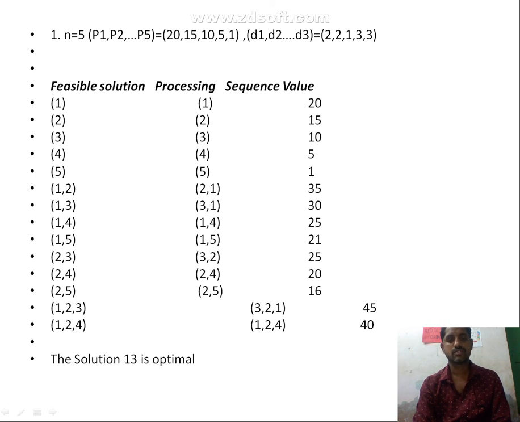Then the solution, sequence 1, 2, 3, is optimal. The feasible solution equals 45. So the optimal solution is 1, 2, 3. Okay. In that way we have to find the value of the particular solution.